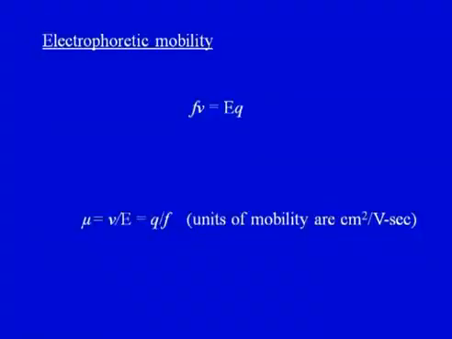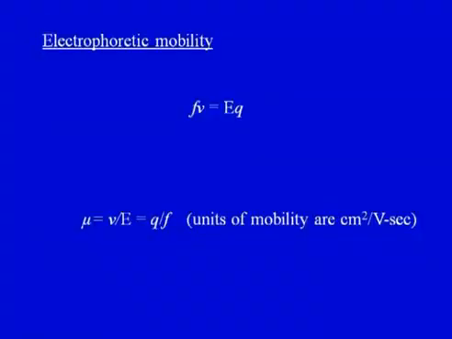So, this has to be understood: at the beginning, as the field is applied, the charged particle will accelerate through the medium, but soon the frictional force catches up, and that happens very quickly. The two forces become equal, and then the charged species moves with a constant velocity.